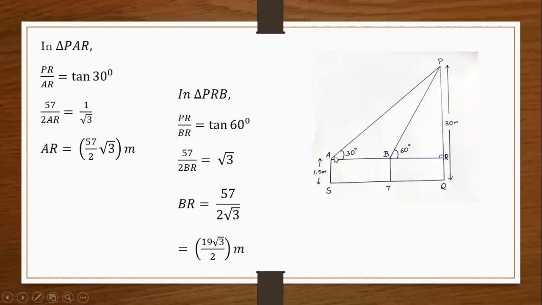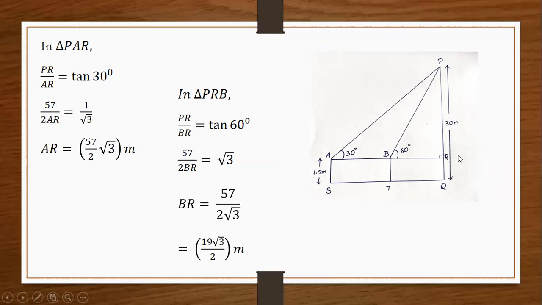So in triangle PAR, tan 30 degrees is equal to PR by AR, opposite side by adjacent side, which is 57 by 2AR, which is equal to 1 by root 3, the value of tan 30 degrees. AR is 57 by 2 root 3. Then in triangle PRB, the smaller triangle we will consider, tan 60 degrees is opposite side by adjacent side, which is PR by BR. So then substituting, we get BR to be 19 root 3 by 2 meters.